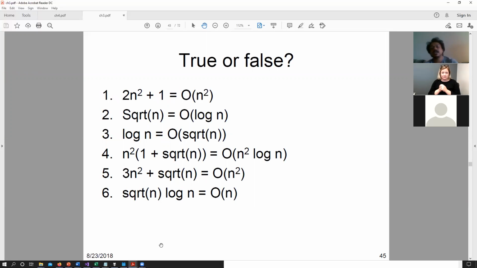Now, here I have a list of 6 equations. I will walk through these with you as well. But I want you to tell me which of these are true and which of these are false. So let's start with question 1. That is 2n squared plus 1 being the equation. Is it bounded by big O of n squared?